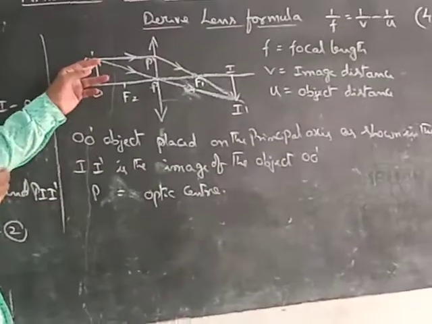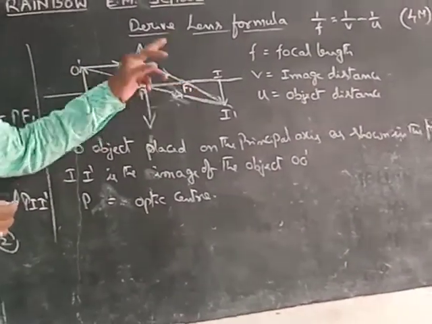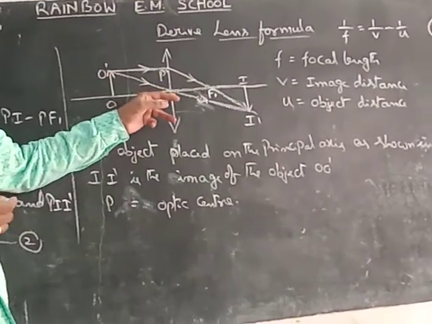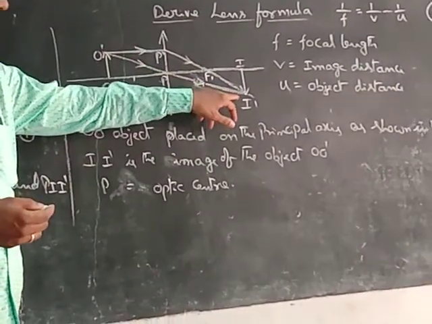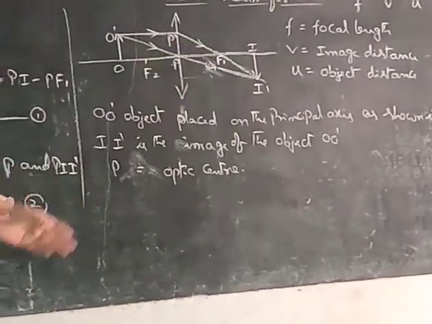That means one ray is parallel to the principal axis. After refraction it passes through F1. Another ray passes through the center of the lens. Both intersect at I dash. So O dash is the object, I dash is the image.